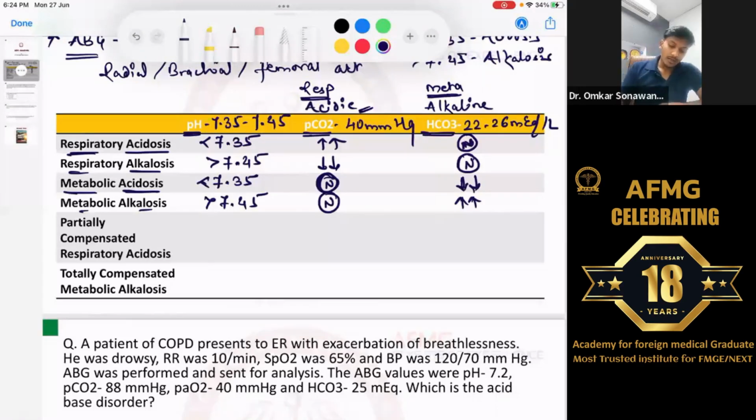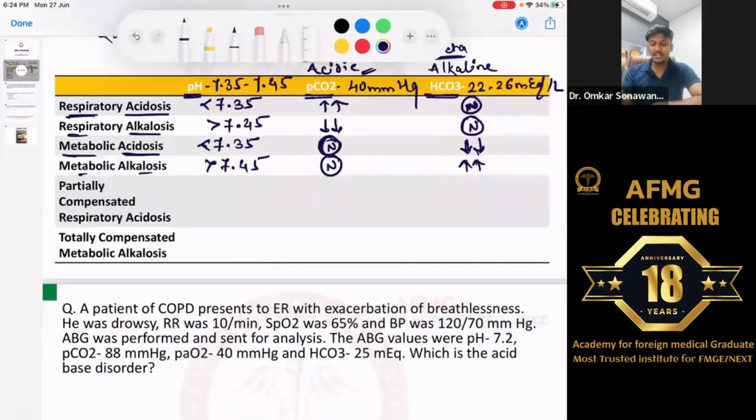Okay. Now, if I talk about the partially compensated or the fully compensated phenomena, so if I talk about partially compensated respiratory acidosis, again, I'll look for the acid-base disorder first. Here, the patient is having acidosis. Definitely, the pH value would be less than 7.35. Okay, first thing. Now, as it is respiratory, which value should be abnormal? Definitely the PCO2 value should be abnormal. And as the patient is having respiratory acidosis, the PCO2 value should spike up. So the PCO2 value should go up or rise, right?